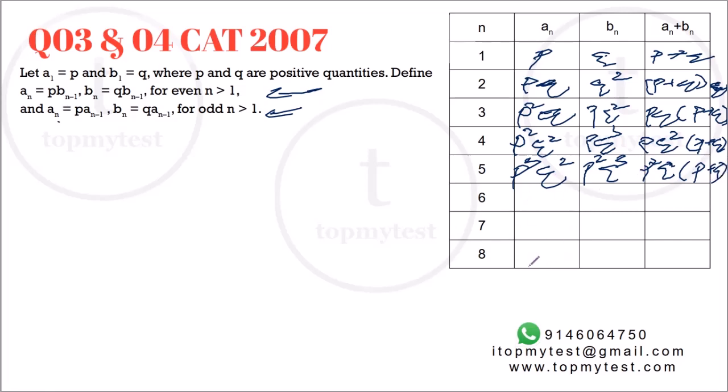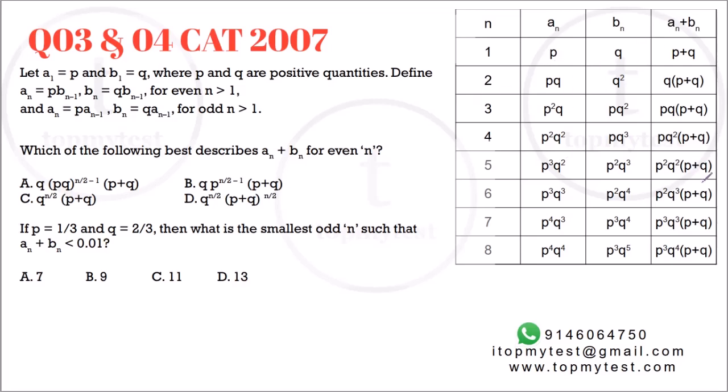Right, you can keep on propagating. Once you do this, the questions should be very easy to solve. I've just written this down, the pattern, till 8. You can do it till 9. It should not take you more than 2 minutes to fill up this table. After 2.5 minutes, both the questions are straight in front of you.